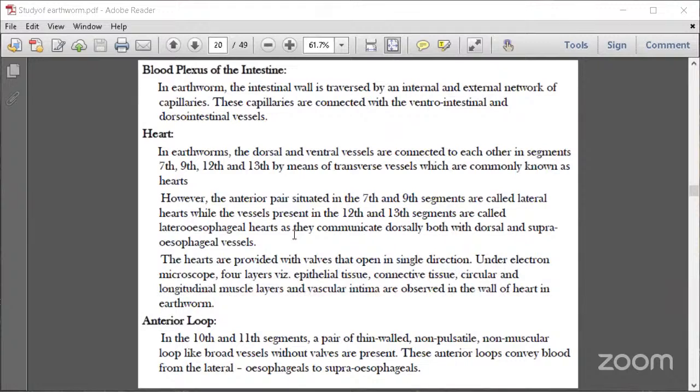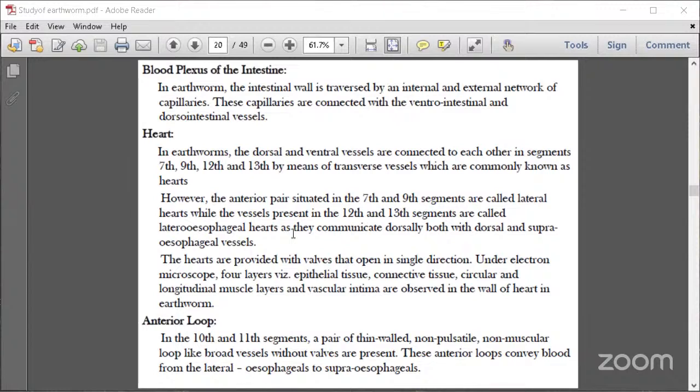Blood plexus of the intestine. In earthworm, the intestinal wall is traversed by an internal and external network of capillaries. These capillaries are connected with the ventro-intestinal and dorso-intestinal vessels.